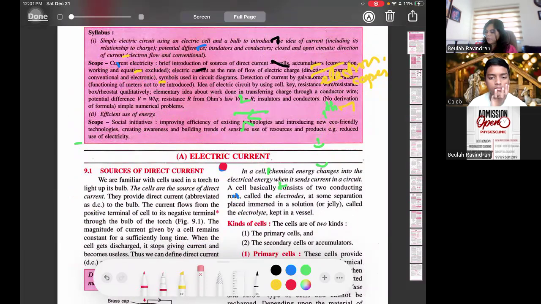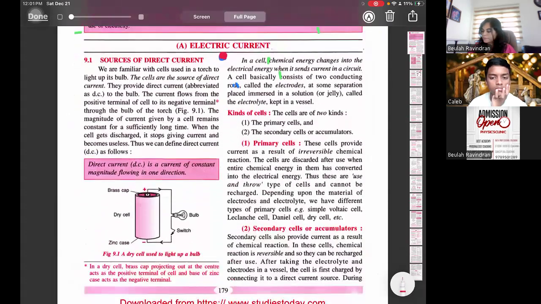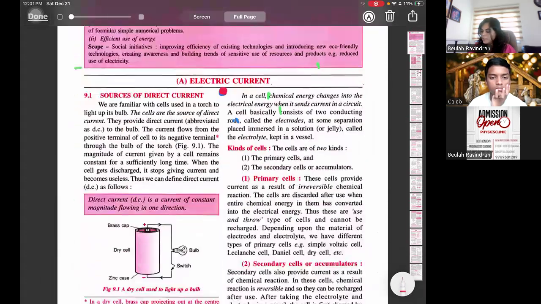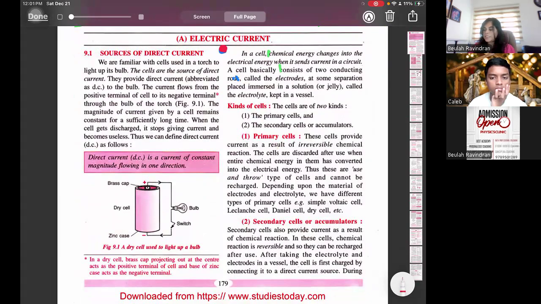And then there is direct current and alternating current. Both are explained in this. See here, electric current. What DC is, is explained here in your book. You know the clear idea about current, right? So that is the basic idea.